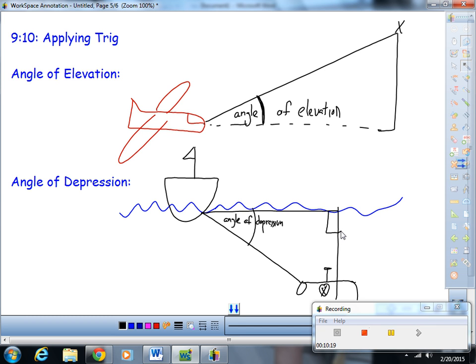Where people sometimes get it wrong is they'll make their right triangle like so. This is not the angle of depression, but that is where the mistakes will come. Okay, you can see your book for some good examples of that.